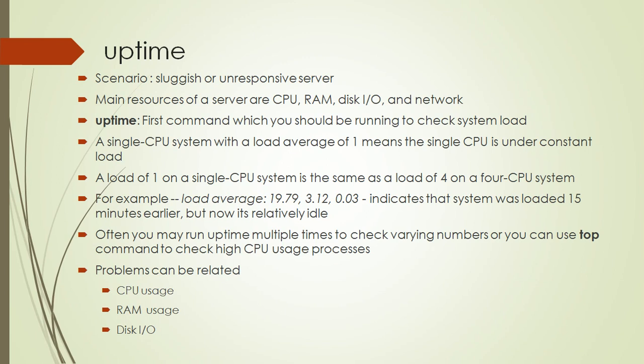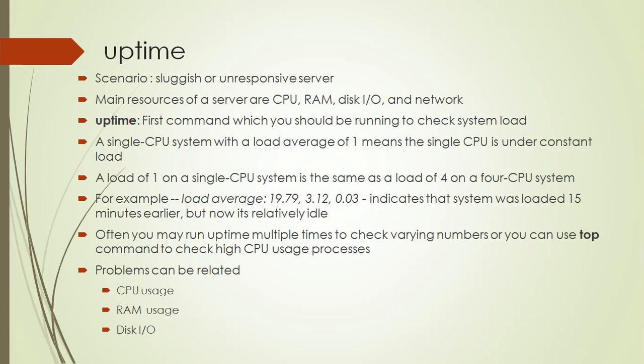The load averages typically indicate that the system was loaded, say, 15 minutes ago. You can see in the PPT that the numbers are, say, 19.79, 3.12, and 0.03. So it indicates that the system was loaded 15 minutes earlier, but now it is relatively idle. Often you might have to run uptime multiple times to check the varying numbers, and you can also use the top command to check the high CPU usage processes.